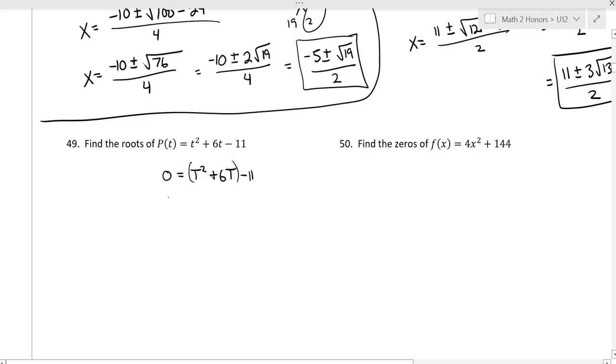And so I follow what we did. I put parentheses around the t squared and the t, factor out a 1, which is a in this case. Leave a little room. Keep the negative 11 out here. And then take b, which is 6, over 2 squared, which is 9. So I add and subtract 9 inside the parentheses. Take the 1 times the negative 9 to get rid of that fourth term inside the parentheses.